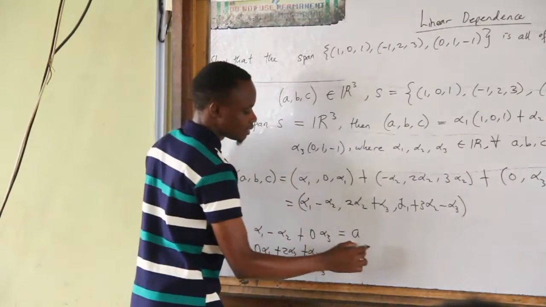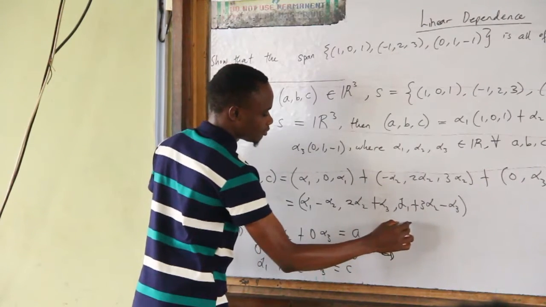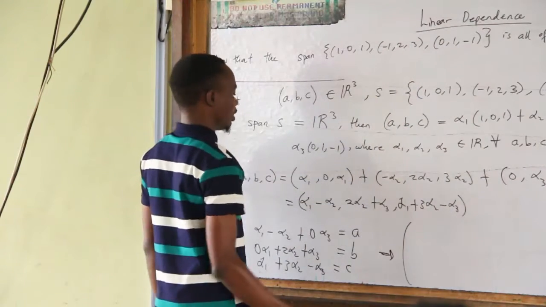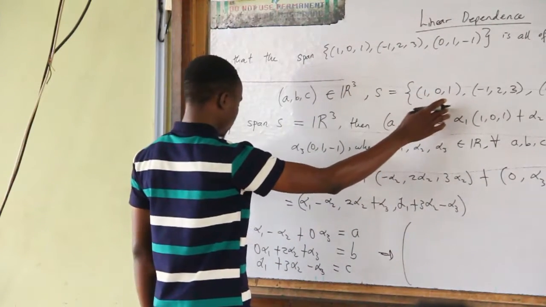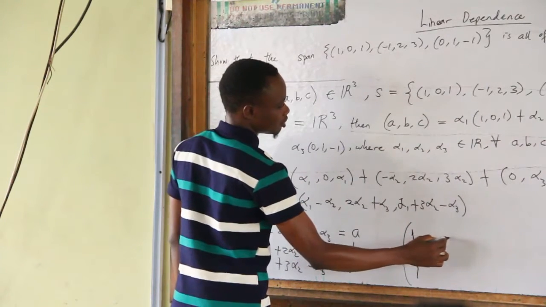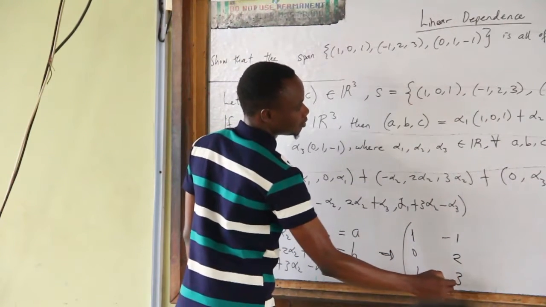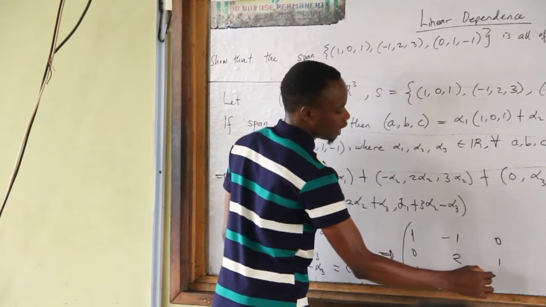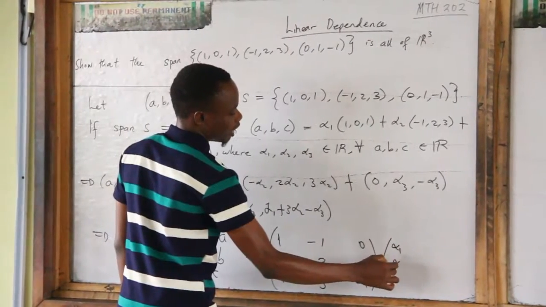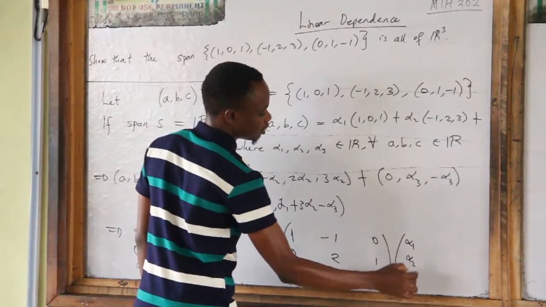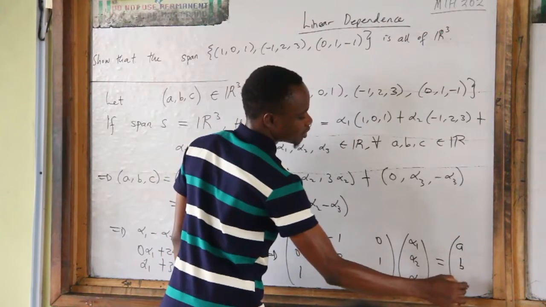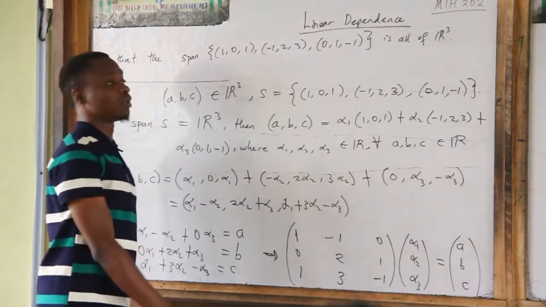And if I write this in matrix form, the columns here will just be those formed by this: 1, 0, 1. Always check that at the end of the day, this should be what you end up with. Minus 1 will be 0, 1, minus 1. Multiplying alpha 1, alpha 2, alpha 3 should be equal to what we have on the other side, A, B, C. This is what you end up with at the end of the day.